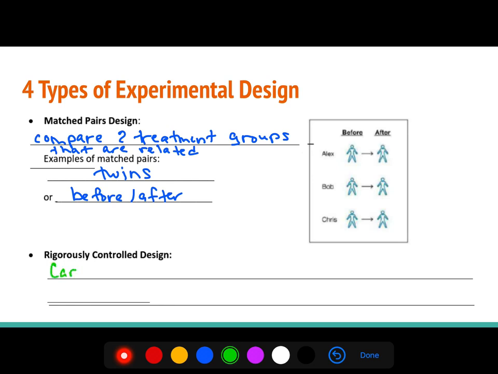And then, rarely, but it can happen, we use a rigorously controlled design, and that's where we carefully assign subjects to different groups, and we give the treatment in such a way that's important to the experiment.